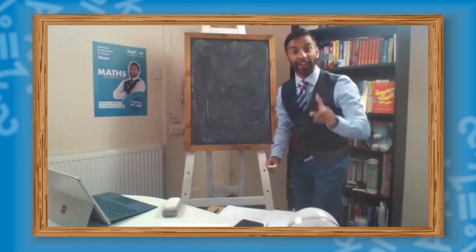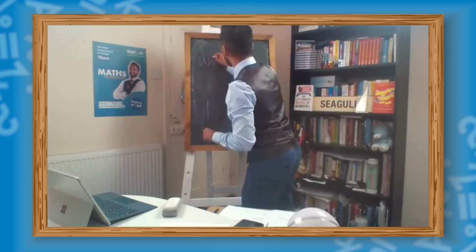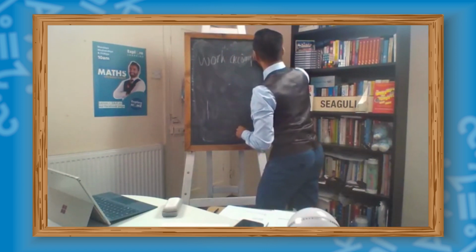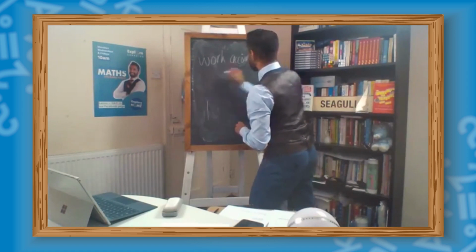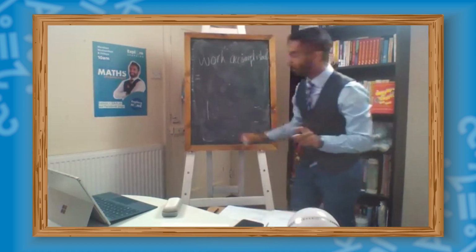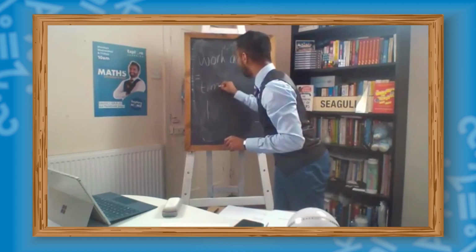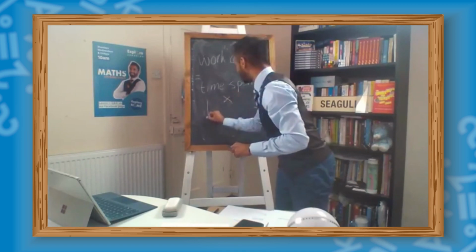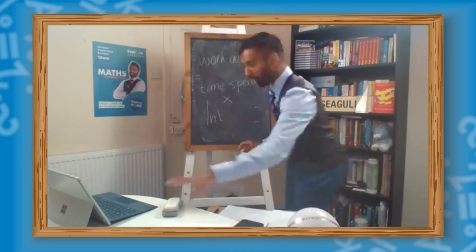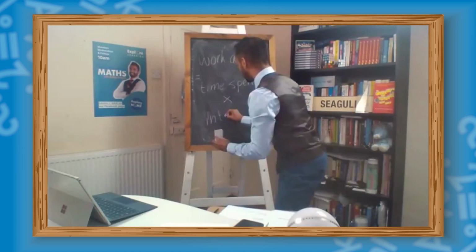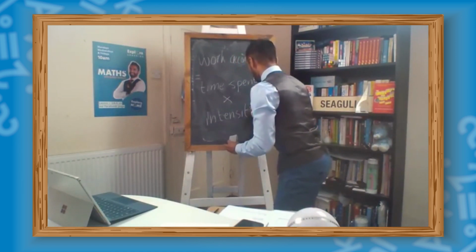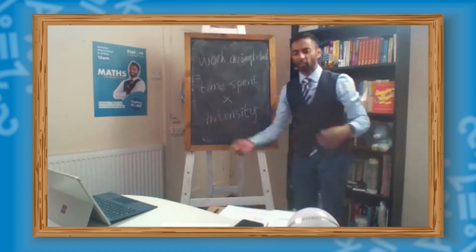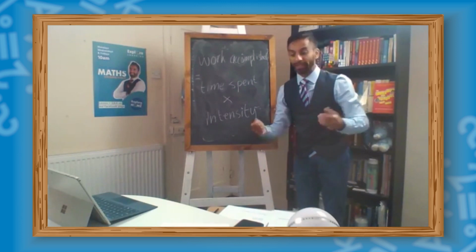Look, write down this formula. Work accomplished equals time spent, because we've been doing time this week, multiplied by intensity. Work accomplished is, and this is the secret to success, according to Professor Cal Newport. I'll tell you how this works. Imagine you've got two students, both preparing for a big exam.